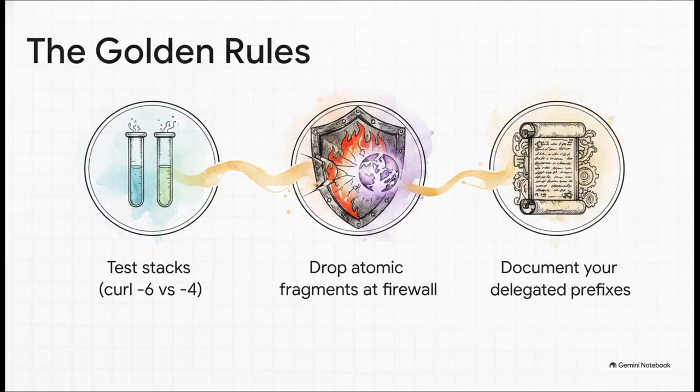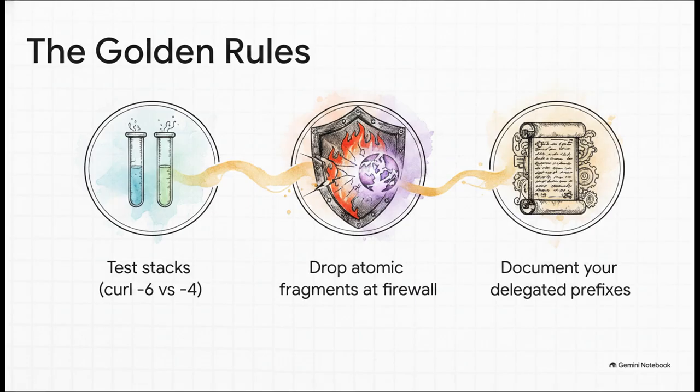Building off of that, here are your 3 golden operational rules. Number 1, always test your stacks independently. Because of happy eyeballs, a dual stack failure can hide in plain sight. Use commands like curl -6 versus curl -4 to isolate the failing protocol before you jump to any conclusions.